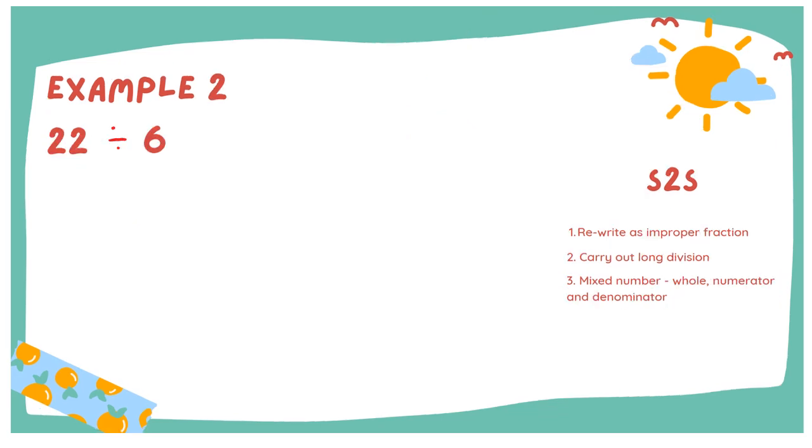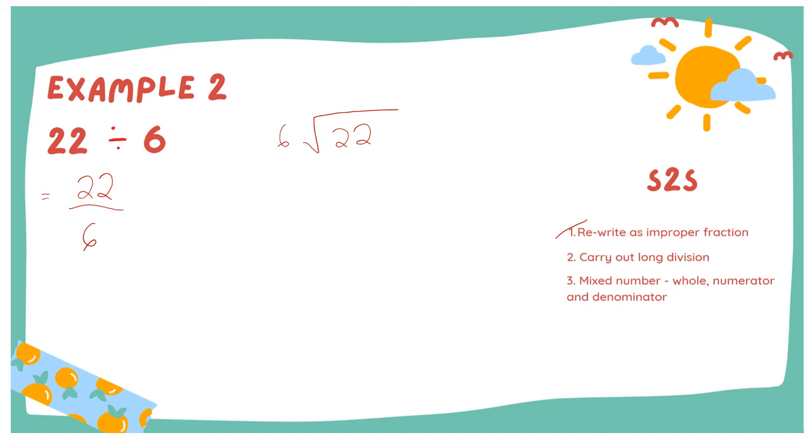Example 2, 22 divided by 6. Step 1, rewrite as improper fraction. So 22 divided by 6, that's our improper fraction. That is step 1. Step 2, carry out long division. So remember, the number on top, the numerator, always goes inside. So 22 divided by 6.